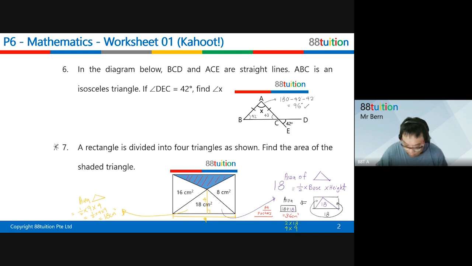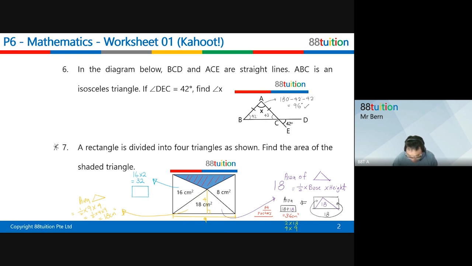2 and 18 can also be a possibility. So with that, I need to do it for the rest also. For example, this 16. Following the pattern, I need to times 2 first to find out the area of the rectangle. So the area of this rectangle over here is 32.